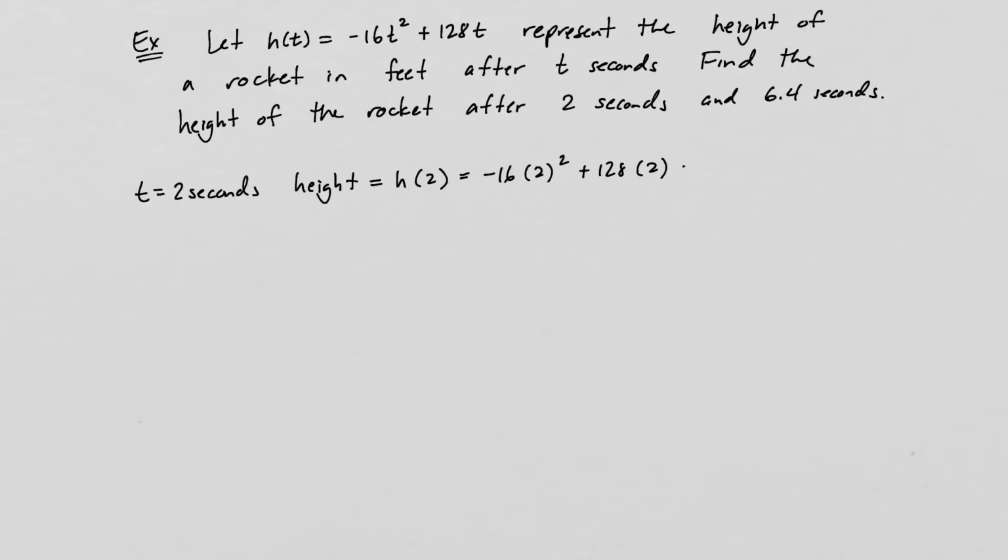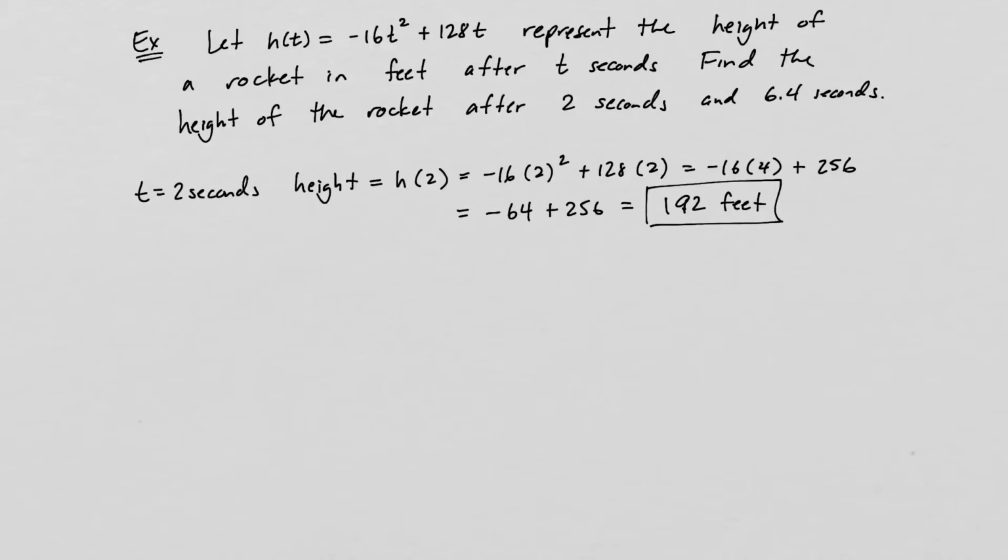And if we do the math here, this is negative 16 times 4 plus 128 times 2 is 256. And negative 16 times 4 is negative 64. Plus 256. And this is equal to 192. And this is feet. And so this means 2 seconds after the rocket is launched into the air, its height will be 192 feet.